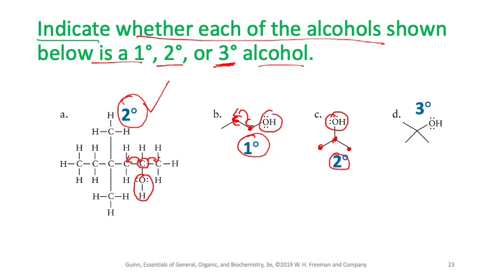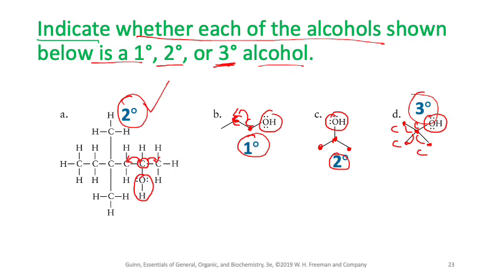And then the last one, this is the carbon that is attached to the OH group and this carbon is attached to 3 more carbons, right? Carbon, carbon, carbon. So 1, 2, 3. So tertiary alcohol. So this is how you normally differentiate which type of alcohol you have in that particular compound, right?